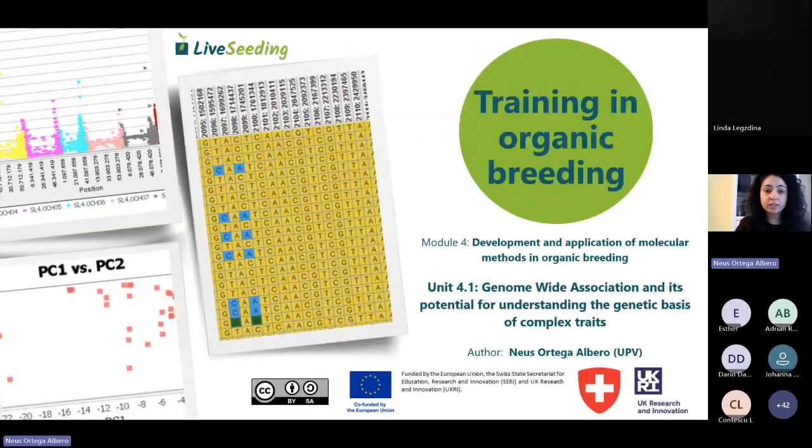In this first unit, I will try to explain what a genome-wide association study is, and it's important to understand the basis for quantitative characterization of complex traits and its relevance for future breeding in organic and low input cultivation. And I'm going to be based not only on giving the information, but I'm also trying to give some practical examples on how to do this, for people to practice in their homes.